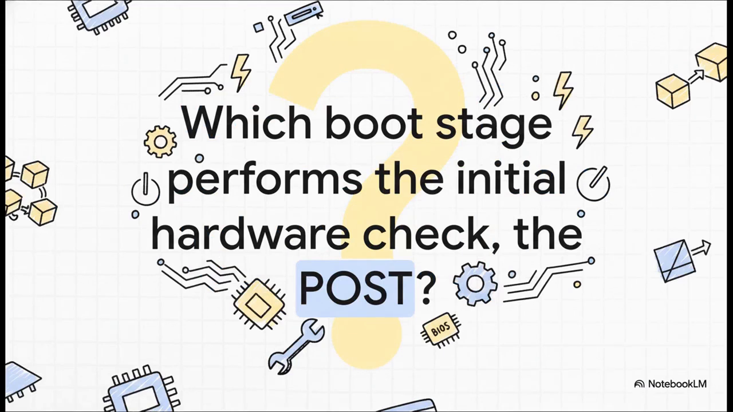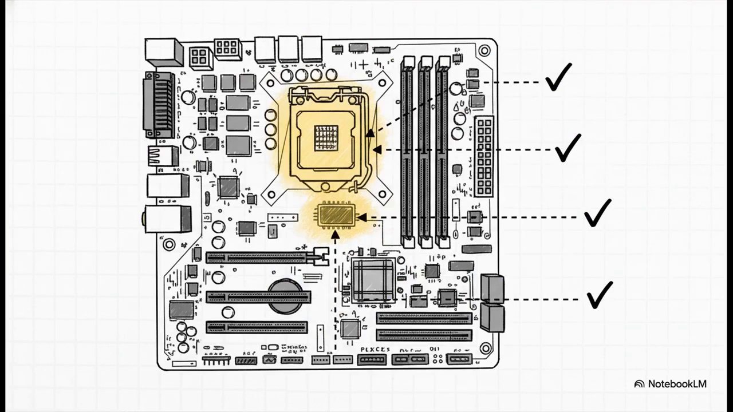All right, another quick check. Looking at that sequence, which one of those stages does that very first hardware check, the POST? Yep, the firmware. And that is so important to remember. Before the bootloader, before the kernel, before anything, the low-level software on the motherboard itself has to give the A-OK that the basic hardware is working.